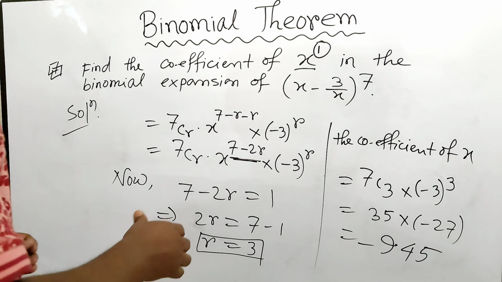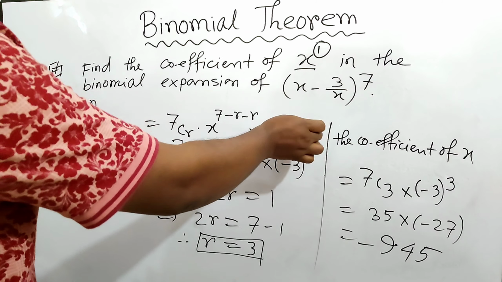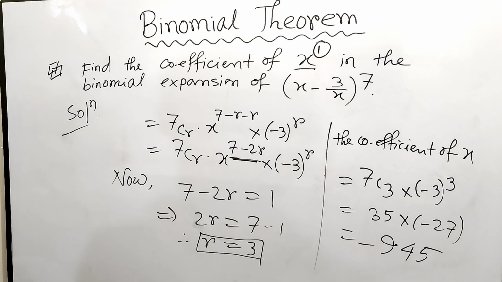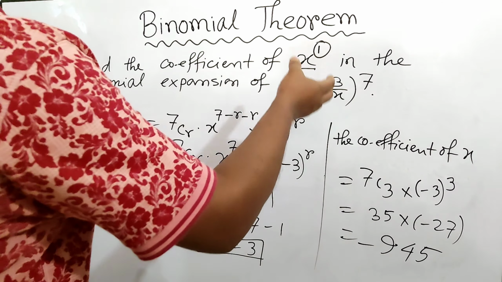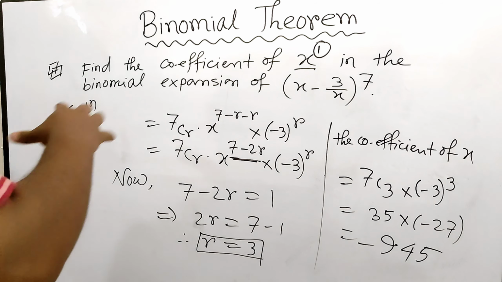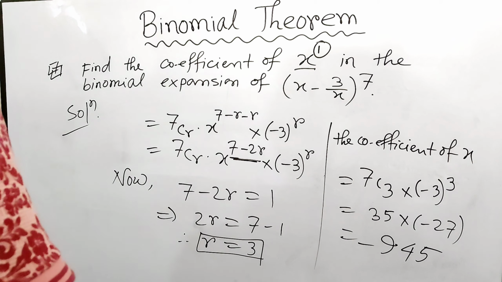But if you use the main formula, that means if you expand this whole term, then it will be so complicated and so time consuming to find the coefficient of x. Okay, I'll show more examples of this binomial theorem by using this general term.